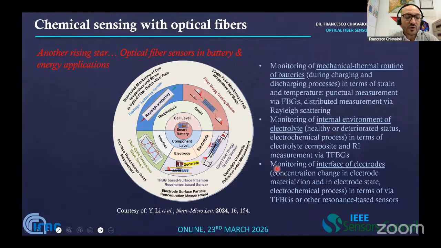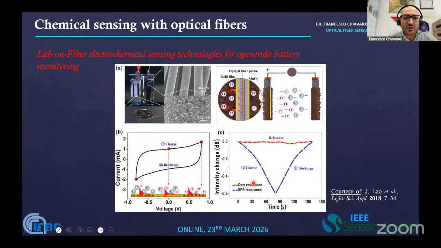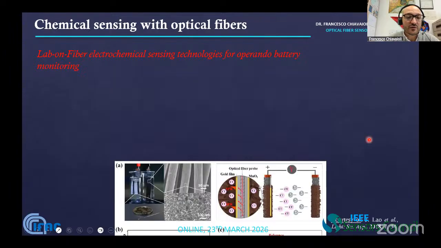We can also monitor what is occurring at the interface between the electrode and the electrolyte, so the change in the concentration of ions and the creation of unwanted residue that damages the batteries and their routine. This is one of the very first examples where the authors inserted into a three-electrode battery a tilted fiber Bragg grating coated with gold. In this case, they monitored the charge-discharge process and also the concentration of the ions during the routine of the batteries.